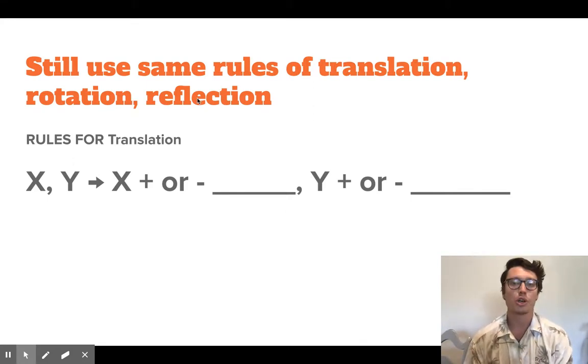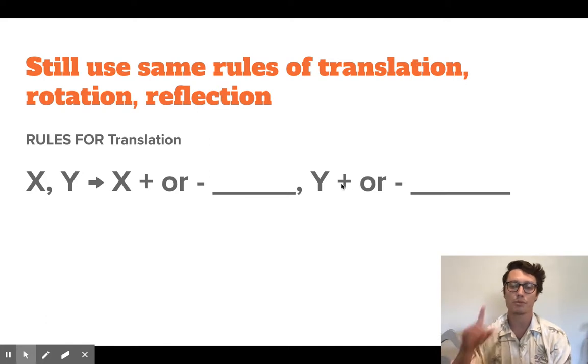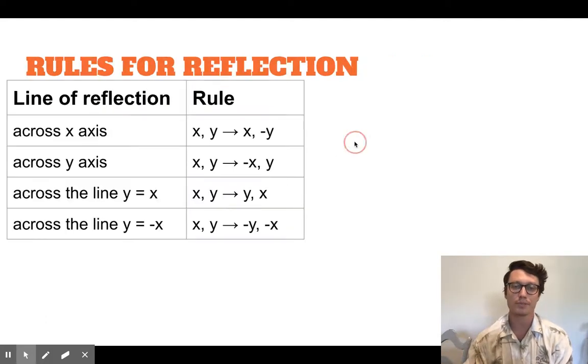Okay, so again, translation, it's always (x, y) changes to (x plus or minus some number, y plus or minus some number). Remember, if it's x positive, we're going to the right. If it's x negative, we're going to the left. If it's y positive, we're going up. If it's y negative, we're going down.